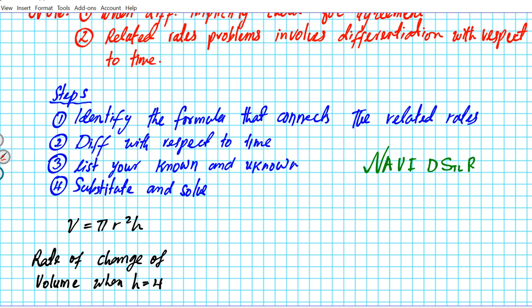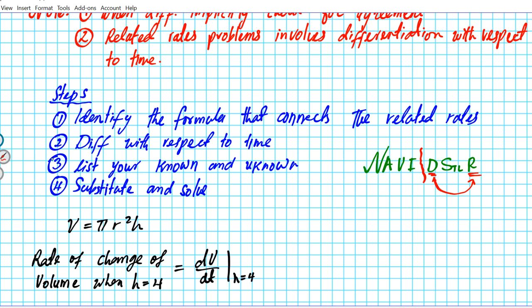All right, so what does "rate" mean? We know that rate means rate of change. Rate of change and derivatives are the same. So when they're asking you to find the rate of change of the volume when h is equal to 4, we're looking for the derivative of the volume with respect to time evaluated when h is equal to 4. Basically, this is the same thing as dV/dt evaluated at h equals 4.